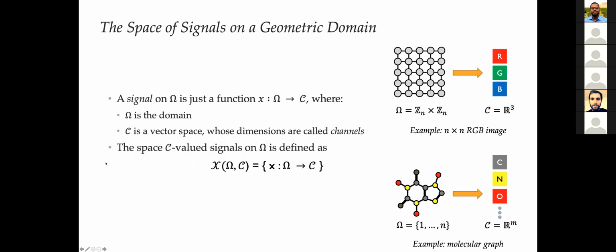So we then have the space of C-valued signals on omega, and that's just the set of all functions of this signature, all kinds of signals on this space. Sometimes you'll want to include some regularity conditions as well, but we won't go into that here. So that's our data space. It's denoted by this script X, and sometimes we'll indicate the domain and the space of channels, omega and C. Sometimes we'll leave that out if it's clear, but X is the data space.